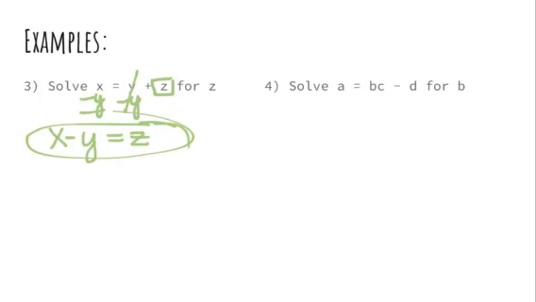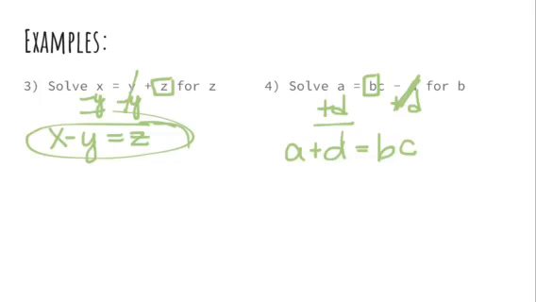In number 4, I'm going to solve a equals b times c minus d for b. I want to get b by itself, so I'm going to box b. If I remember when I solve equations, I add or subtract before I multiply or divide. So I'm going to add d to both sides. a plus d has to stay separate. They're not like terms. Equals b times c.